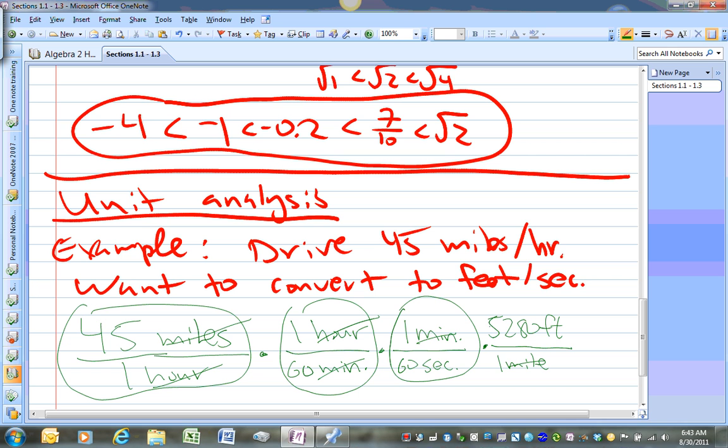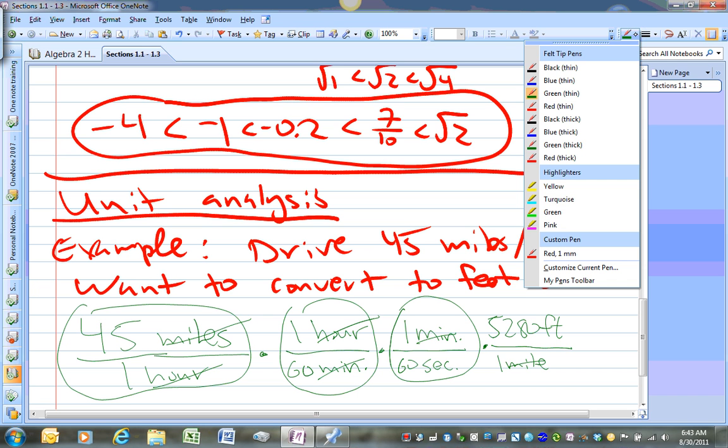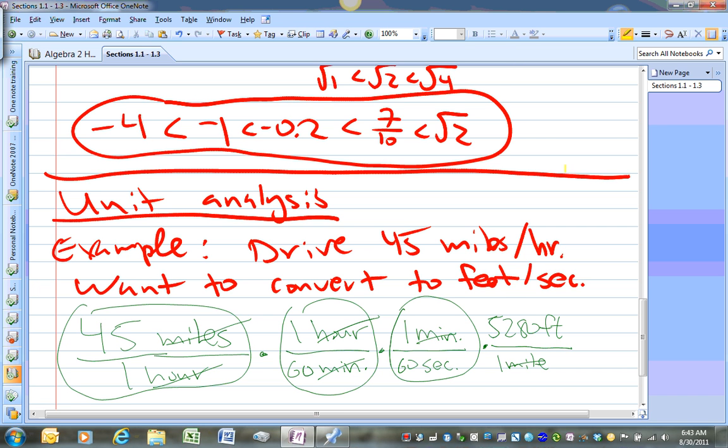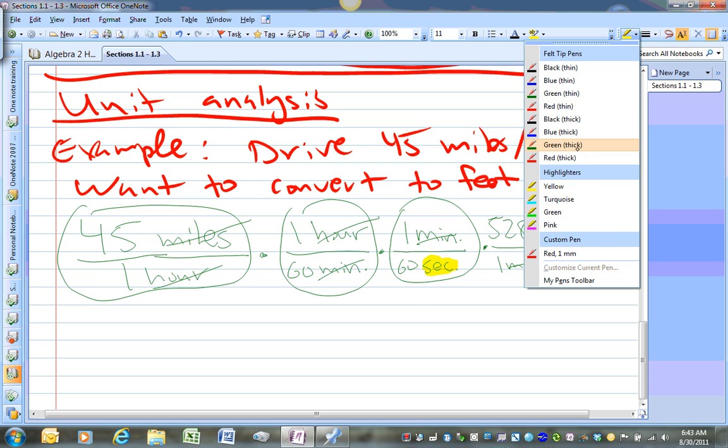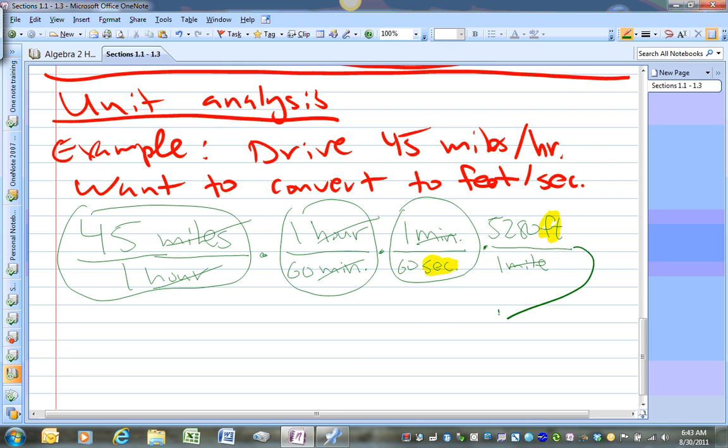So these go away. And so now we're stuck with miles. And I think I have a highlighter. Yes, awesome. Here we go. So we got feet and seconds, which is what we want. So of course you have to use a calculator to work this out. And if we do the calculation, you should get 66 feet per second. Of course, using a calculator would be a wise idea here.